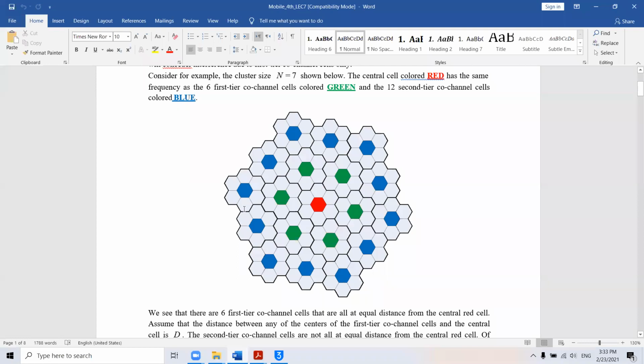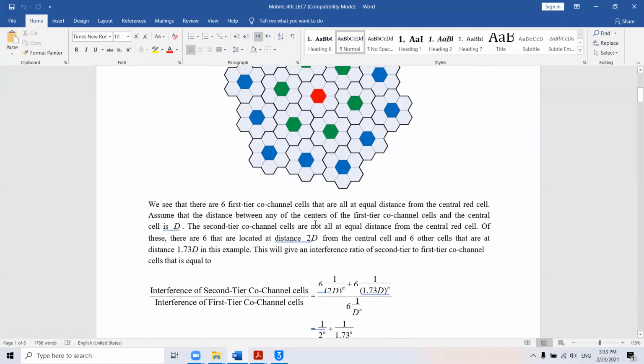Really, if you move to the second tier, we have 12 co-channel interfering cells. Now in this course, really, we are only going to talk about the cells which are in the first tier, not all of the cells. Why? The ratio between the second tier and first tier will be explained here.